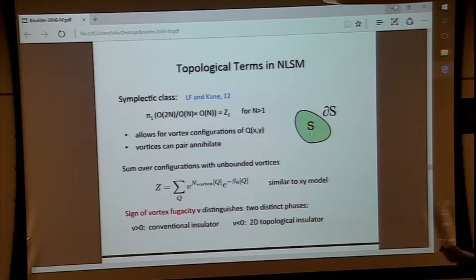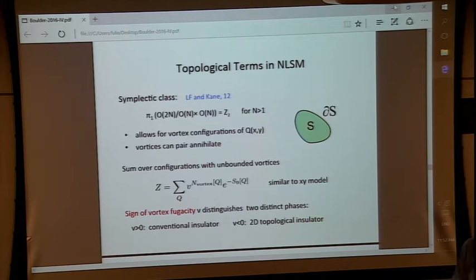Now, because the defects are of Z2 type, two defects can pair annihilate. This says that the vortex fugacity can actually be either plus or minus 1. So there's this vortex fugacity that can take real values, but it can be either positive or negative. And I'm going to argue that the sign of the vortex fugacity distinguishes two different phases. When the vortex fugacity is positive, we have a conventional insulator. When the vortex fugacity is negative, we have a 2D topological insulator.